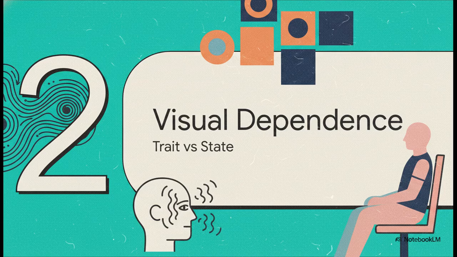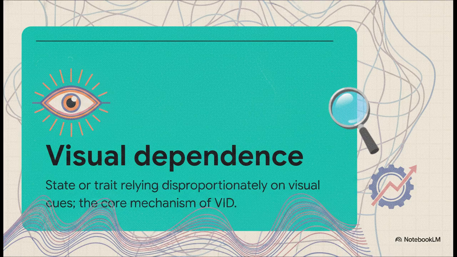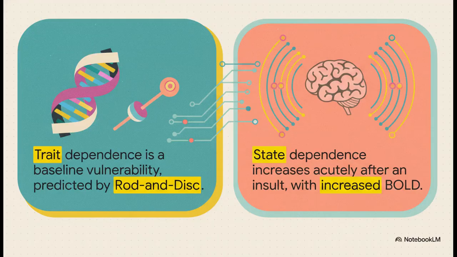Moving right along, let's talk about visual dependence, specifically looking at it as a trait versus a state. Okay, this right here is the crucial concept, visual dependence. Basically, this is a state, or a trait, where someone's spatial orientation relies way too heavily on visual cues. It is the core underlying mechanism of visually induced dizziness. And here is the absolute best part for you as a clinician. Visual dependence is a modifiable physiological state. It's not permanent. It is the exact target for our rehab, meaning graded optokinetic exposure can actually train the brain to reduce this dependence.